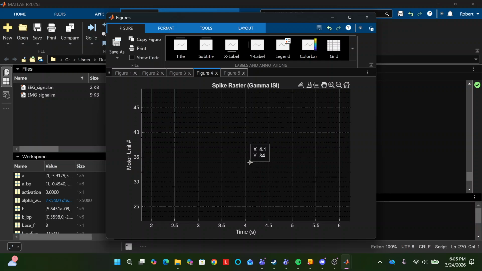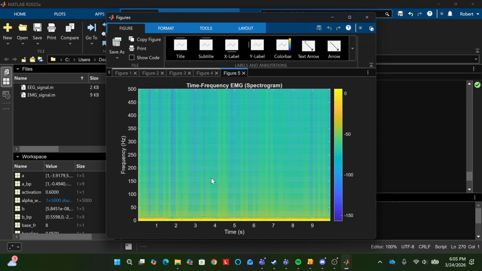So let's say we're right here. Okay, that's motor unit 34. Motor unit 34 was triggered at 4.1, right? So what we're looking at is these trigger points of the motor units. And then what we can do is we can look at the time frequency EMG, which is the spectrogram.